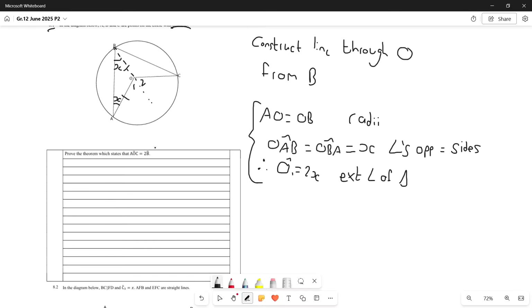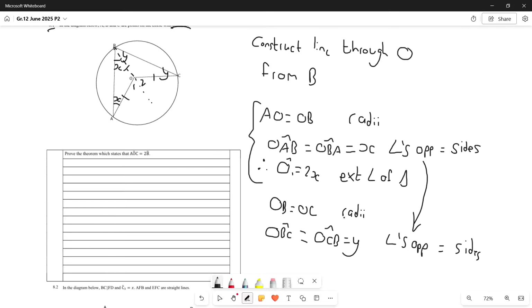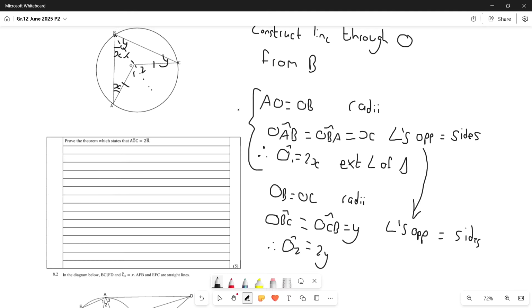So I'm going to do it quickly, saying OB equals OC, radii is our reason. Now that we have that, therefore this angle B here equals angle C here equals Y. We can't assume that it is also X here because we don't know how this line intersects this angle B, whether it bisects it or not. So we're going to call this guy Y. So therefore OBC equals OCB equals Y. So we have a Y there and a Y there. And once again, that is the same reason as here, angles opposite equal sides. Great. And then once again, O2 equals 2Y over there because exterior angles of a triangle.